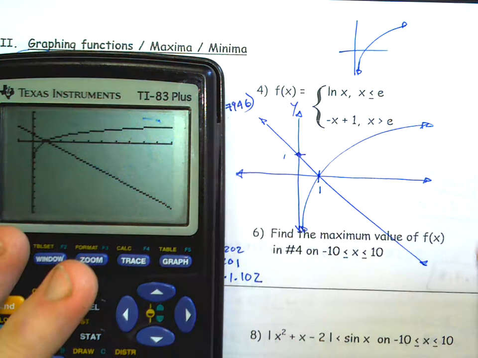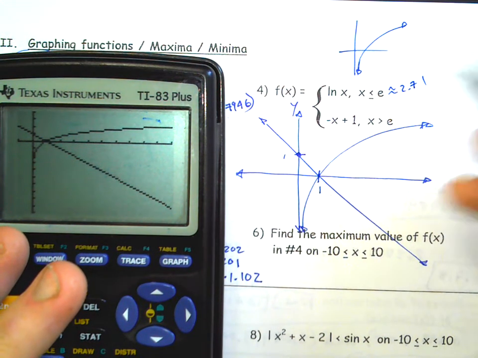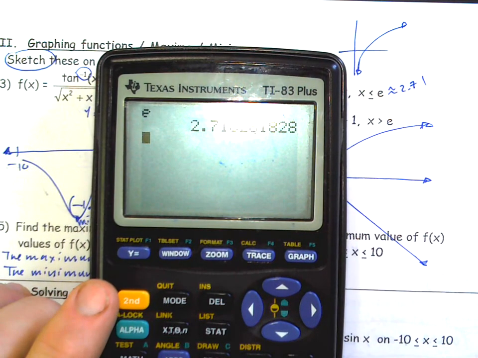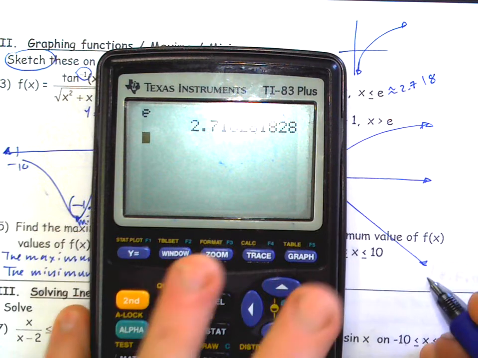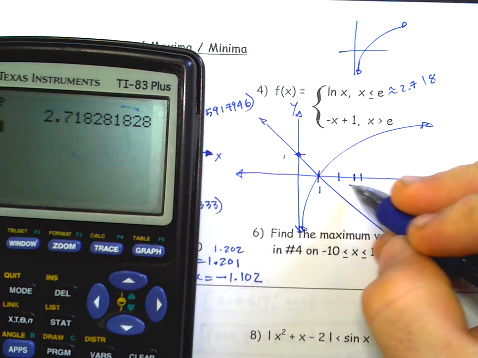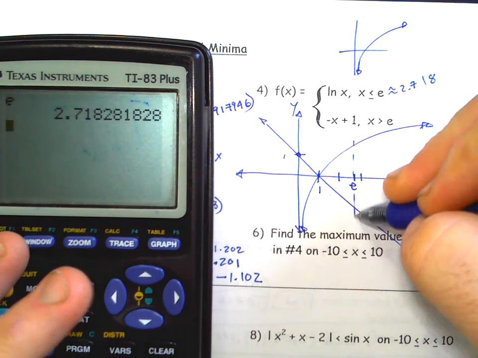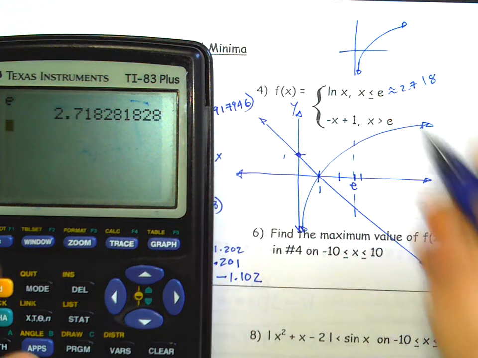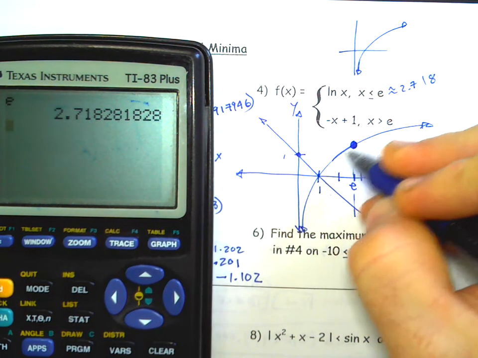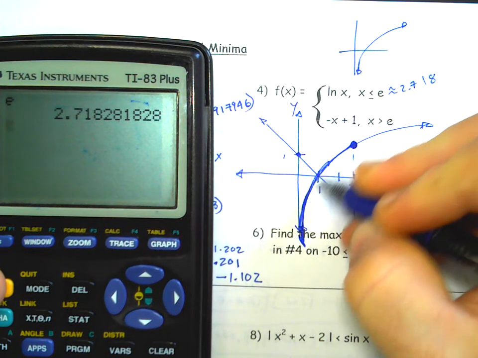Now, it says that we got to break it up at e. Now, e is about 2.71, and your calculator has e on it, so you could always go over here and say, what's e? 2.718, okay? So that would be around right here, okay? e is a natural number. So that means at this point, this is where we switch from one curve to the other. To the left of it, or equal to it, solid dot, to the left of it is this line. So I'm going to darken in the portion of the graph.